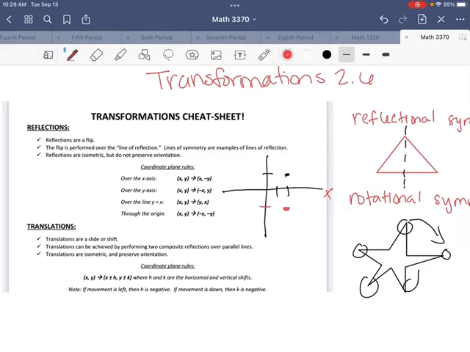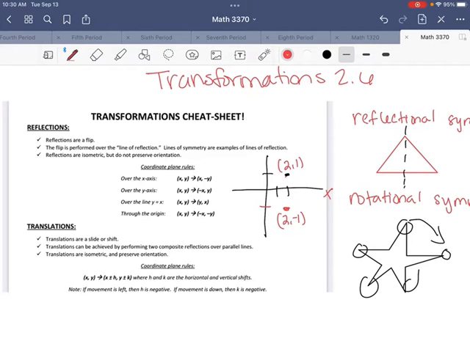The original coordinates of my point were 2, 1. After I reflected over the x-axis, it's 2, -1. If you look at this rule here, it shows you exactly what's happening. The x-coordinate is staying the same, but the sign's changing on the y-coordinate. So those rules are pretty helpful if you don't have a graph to look at.